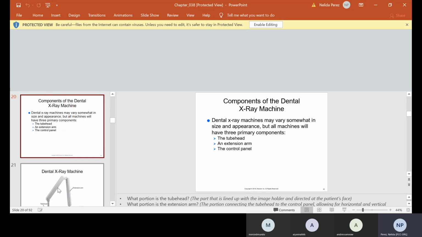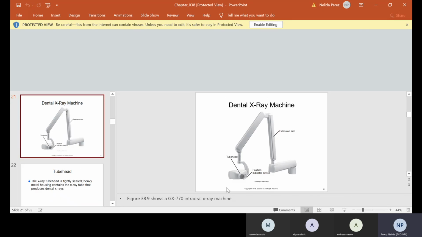Now, the components of the dental X-ray machine. This is what you guys really need to know. There are three primary components, and all X-ray machines are a little bit different, but they have these three: the tube head, an extension arm, and the control panel. Yesterday I showed you that on the tube head we have what's called the position indicator device, or PID for short. This is where you put the position indicator device in the ring. You basically want to target that.